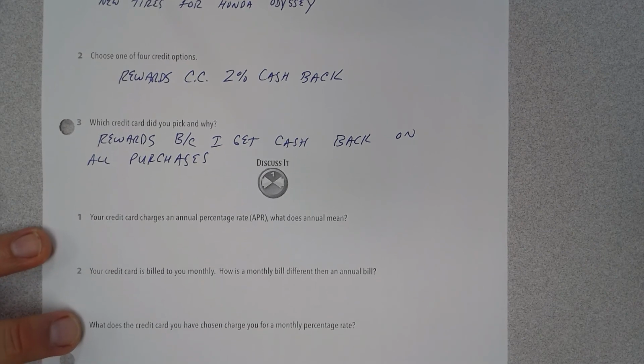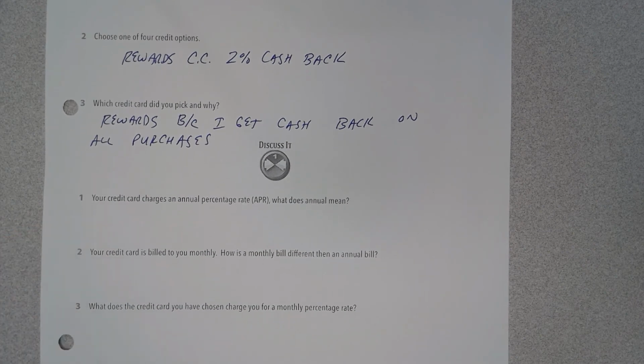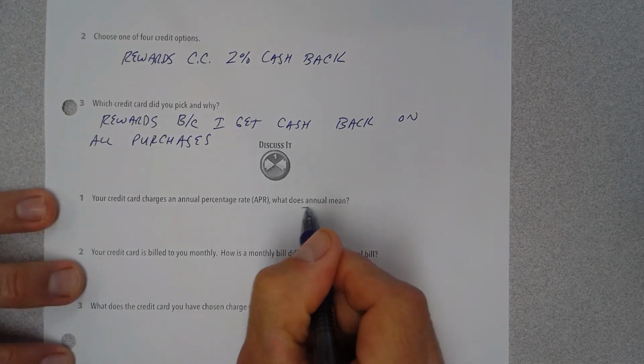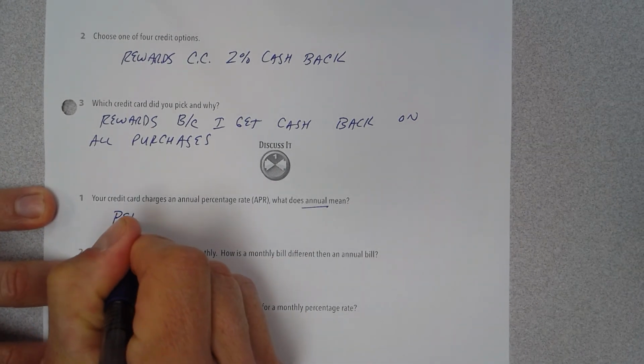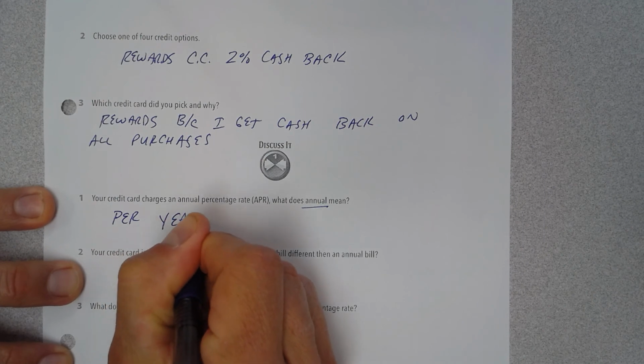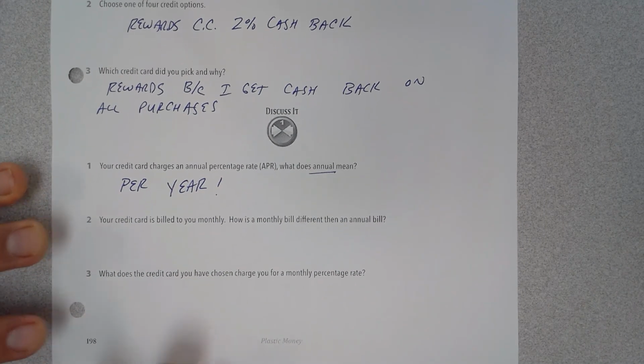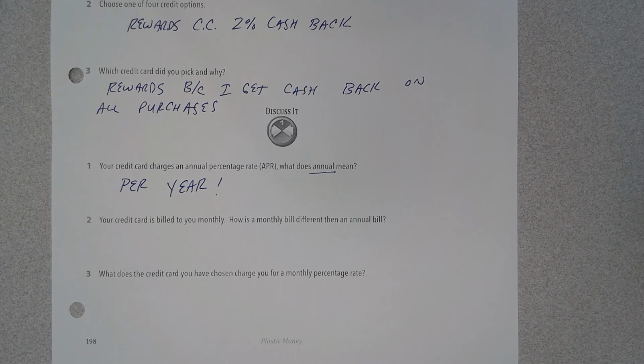Number one, underneath the discuss it section. Your credit card charges an annual percentage rate, APR. What does annual mean? That means per year. Number two, your credit card is billed to you monthly. How is the monthly bill different than an annual bill?